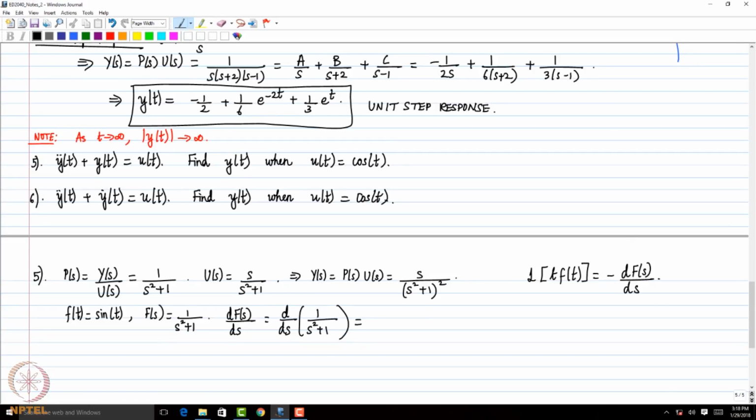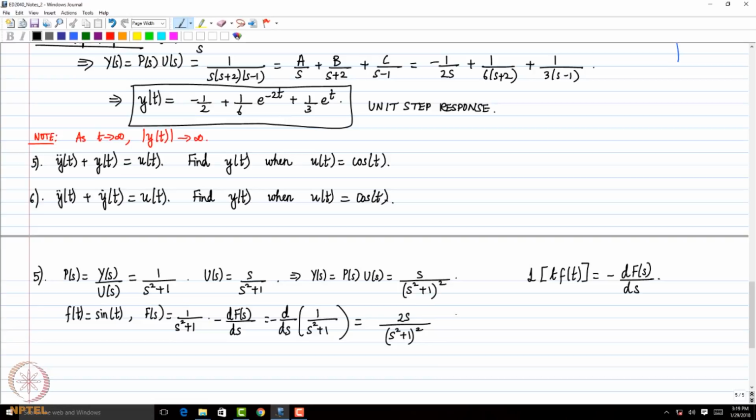So what is this going to be? I am going to get minus 2s divided by s squared plus 1 whole square. Do you agree? So consequently, if I do minus dF/ds, this minus sign is going to vanish. I just evaluated minus dF(s)/ds. So that's going to be plus 2s divided by s squared plus 1 whole square.